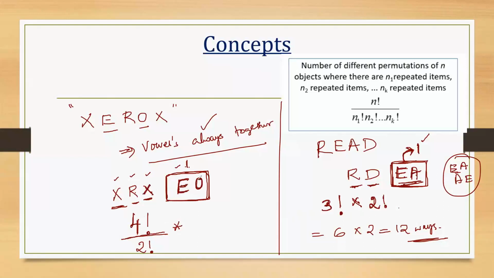Inside the box, there are 2 letters. To arrange 2 letters, we have 2 factorial. So if you cancel, the original answer will be 4 factorial. The answer is 24.